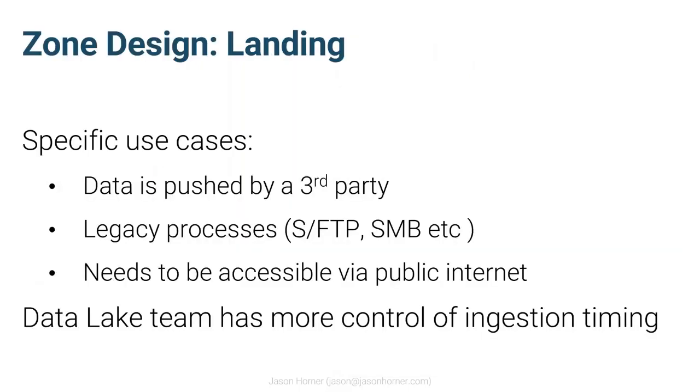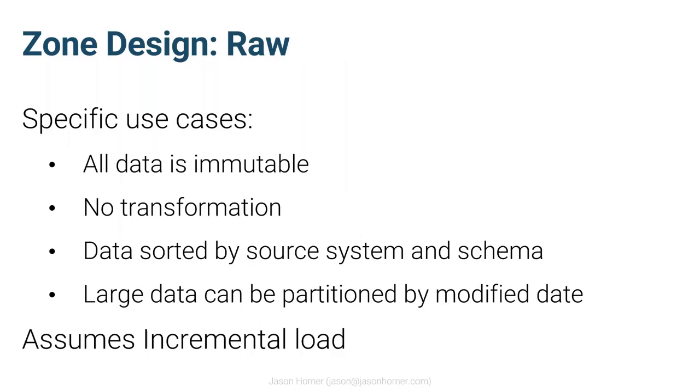This is just what I walked you through. Landing zone, again, is when you have data that's pushed from a third party; you don't always need it. The key thing it enables is your data lake team having more control of the ingestion cadence or timing. Okay. Raw zone: there's no transformation, and data is immutable.